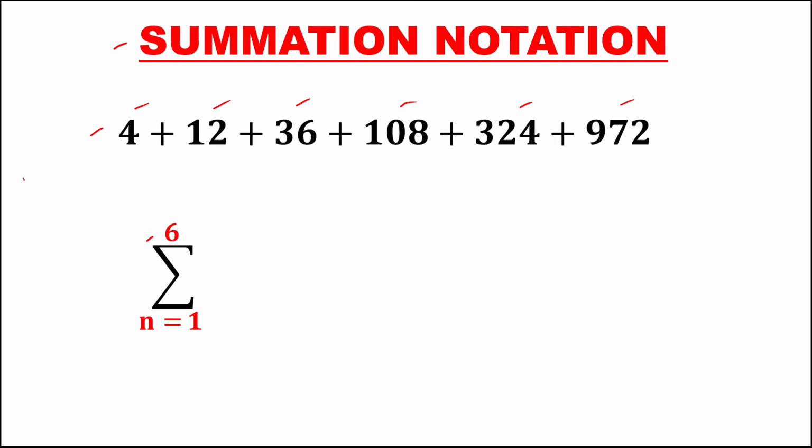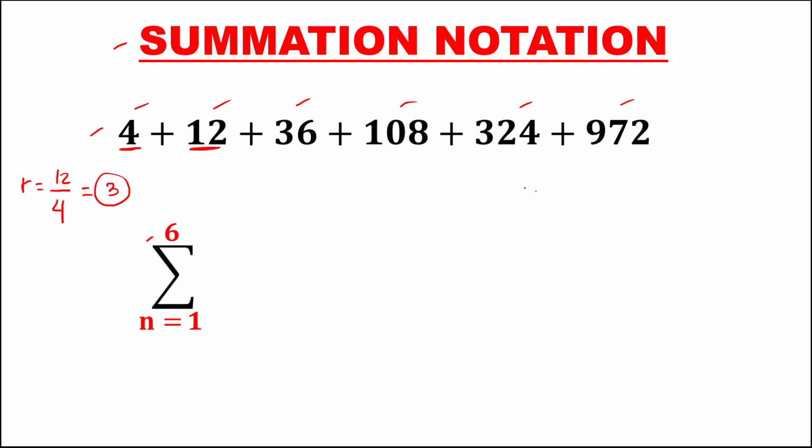we need to find the common ratio by dividing the second term, 12, by the first term. So 12 divided by 4, this one is positive 3.